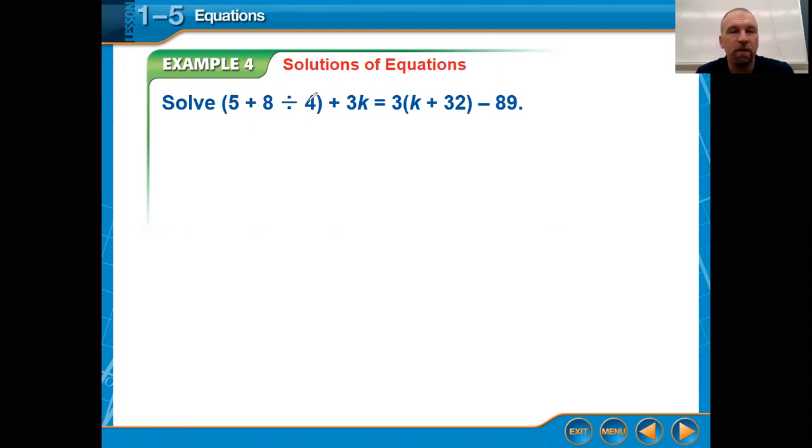5 plus 8 divided by 4. I'm going to divide before I add in the parentheses. So 8 divided by 4 is 2, and then 5 plus 2 is 7. So this is 7 plus 3k is equal to, well, on this side, I can't do it in the parentheses because they're not like terms. So I'm going to use the distributive property, multiply 3 times the k, and multiply 3 times the 32, which is 96, minus the 89.